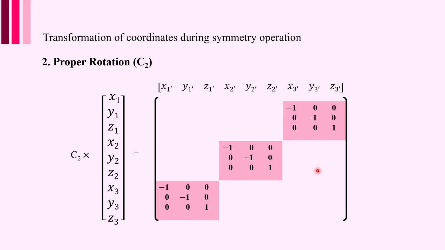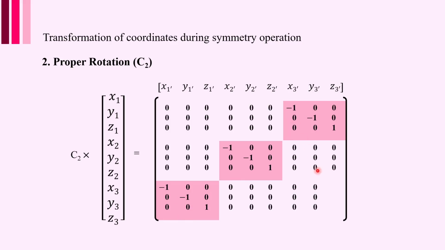Now as far as the character is concerned, what we have to do is simply go for the diagonal sum, and you will find that the diagonal sum comes out to be -1. There are 2 -1, this is +1, so it goes to -1. Let us see how another symmetry element gets transformed.